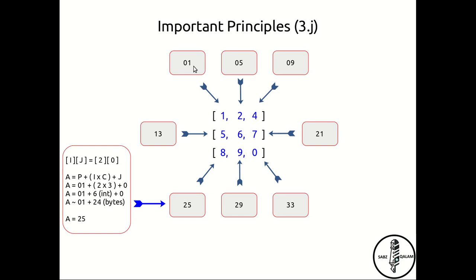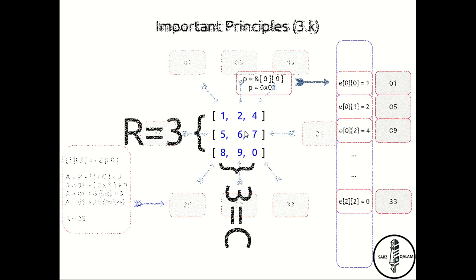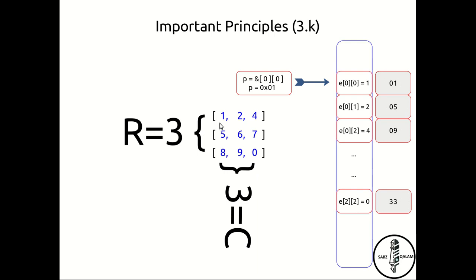So P is again this address 0 1. This is the 0 1 2 second row and the 0th column, and we see that to be occupied by location 2 and 0. So 2 times 3 plus 0 is 6, 6 4s are 24, and 1 plus 24 is 25.